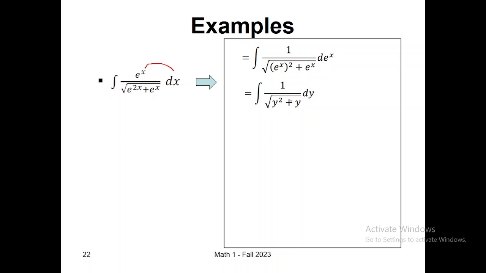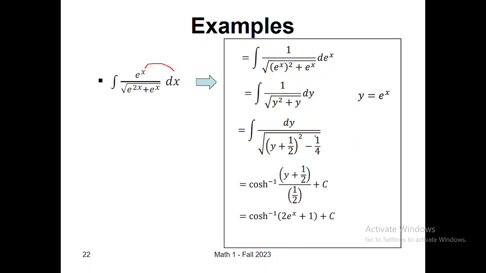Actually, we faced a similar problem. We had 1 over root y squared, but not plus constant. It is plus y. We have to apply the idea of completing the square. So we complete the square to get this expression. Now we have 1 over root. Imagine this as y. It will be y squared. The shifting is very simple. y squared minus some constant. It is cosine inverse. So it is cosine inverse of this shifted y over the root of this number. And we return back to the original variable by replacing y with e to the power x.